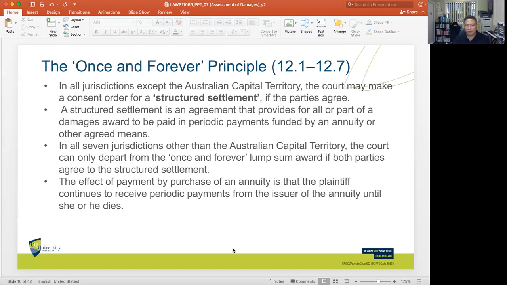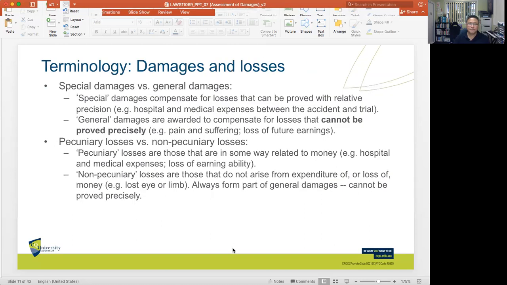In all seven jurisdictions other than the Australian Capital Territory, the court can only depart from the once and forever lump sum award if both parties agree to the structured settlement. Now, the effect of payment by purchase of an annuity is that the plaintiff continues to receive periodic payments from the issuer of the annuity until he or she dies.